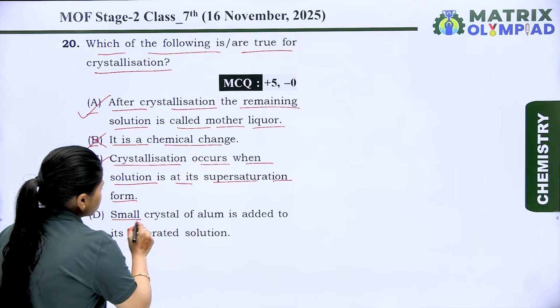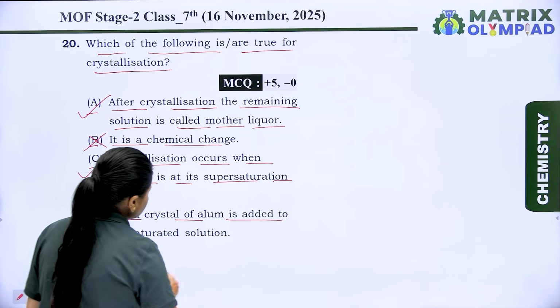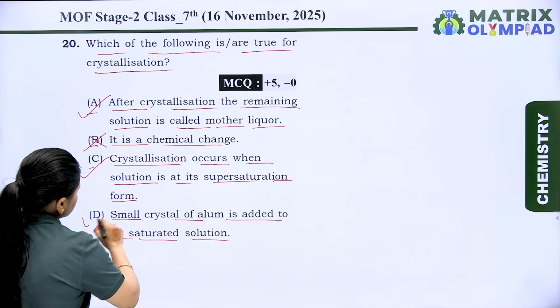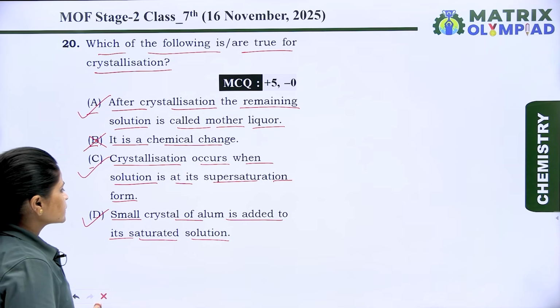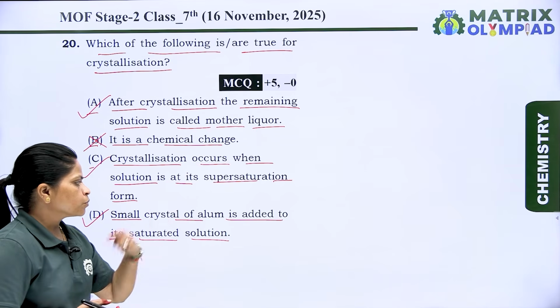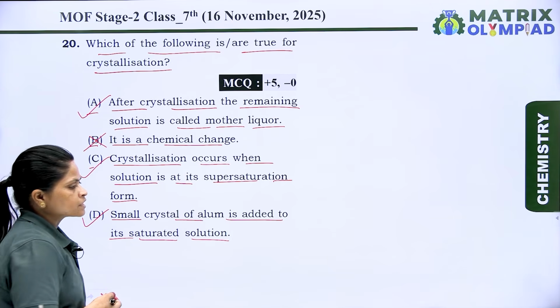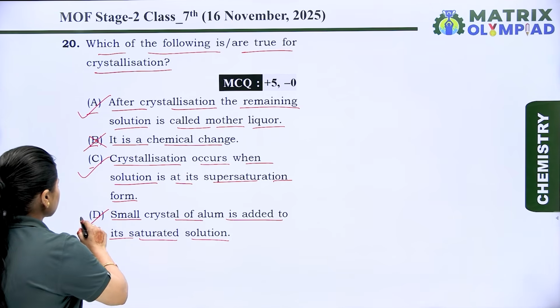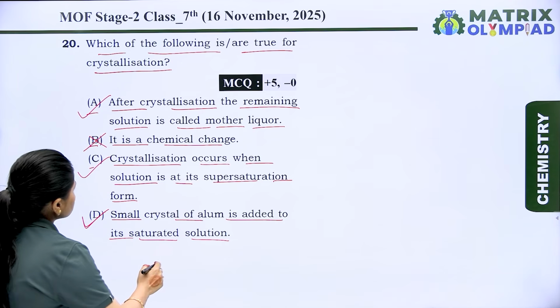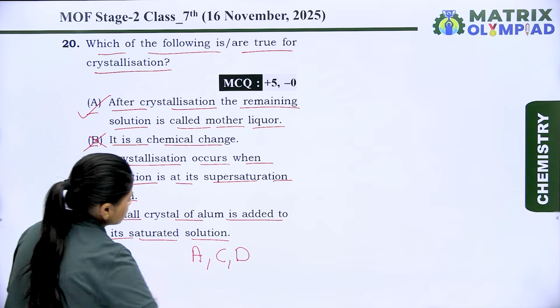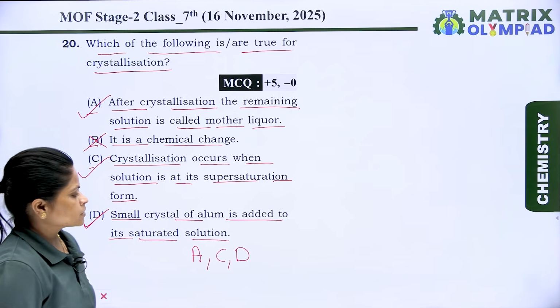Now D, a small crystal of alum is added to its saturated solution. So this is again true. For crystallization, we should put a small crystal of alum. So this is again correct. So options A, C and D are correct for the answer.